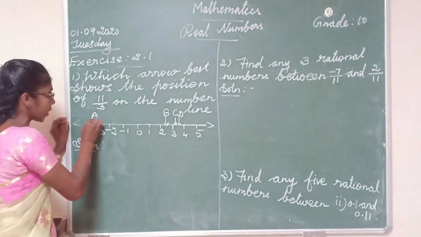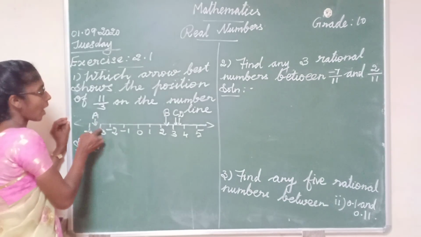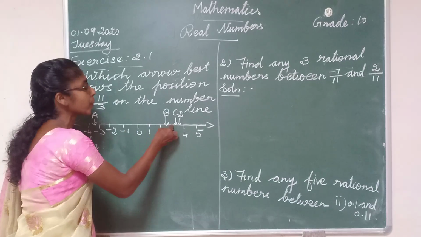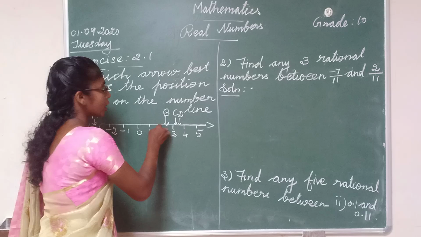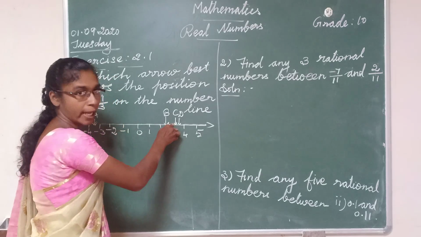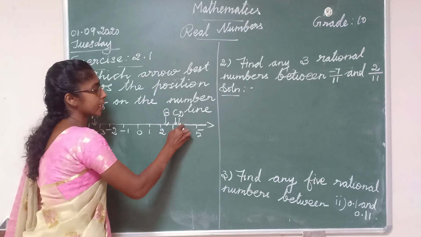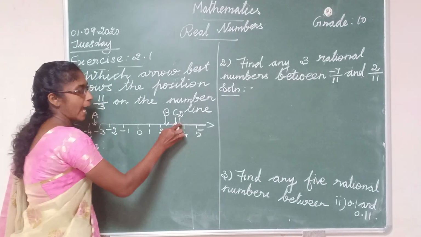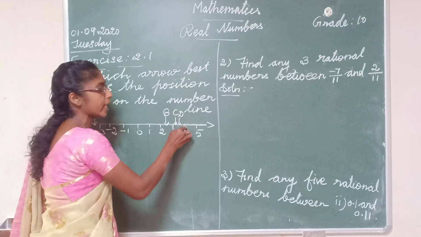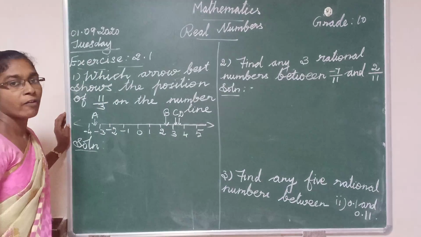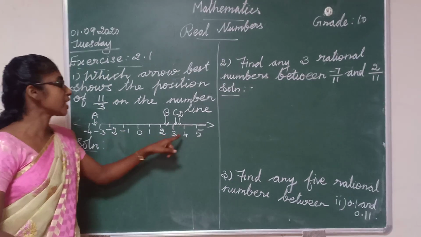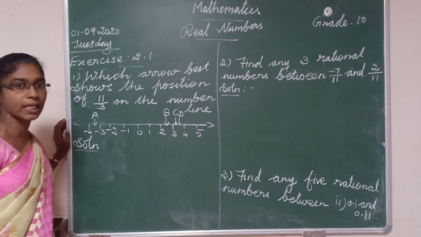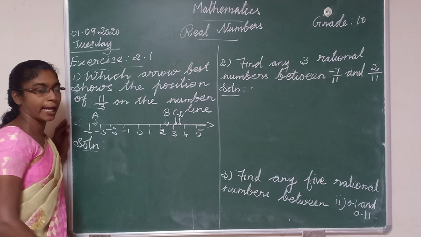The arrow A is between -3 and -4. Next, the arrow B is between 2 and 3. The arrow C is between 3 and 4. Arrow D is also between 3 and 4. We have to find out which arrow best shows the position of 11 by 3 on the number line.